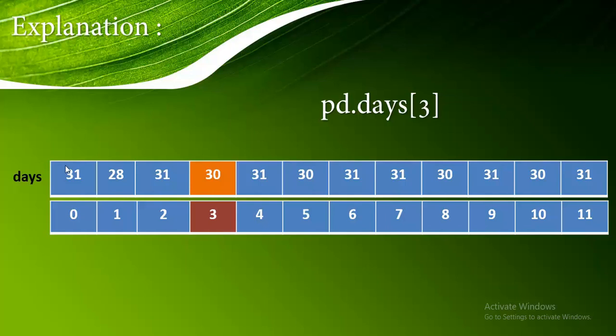Let's take an example. Here pd.days and then the index is 3. Here the index is 3. It means I can access the data item 30. Is it okay?